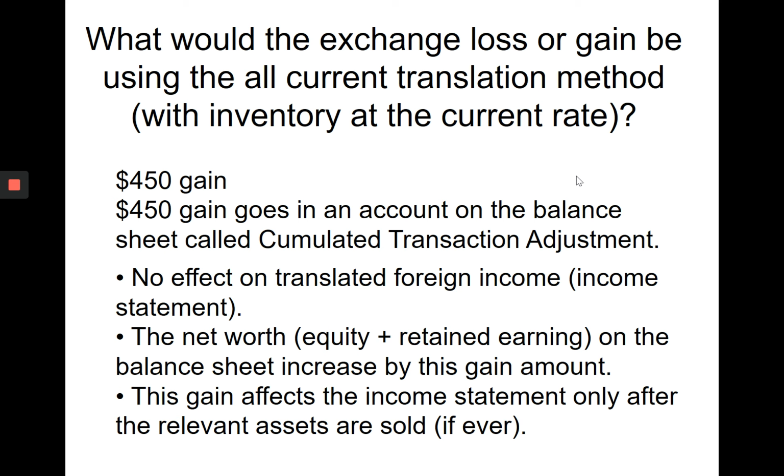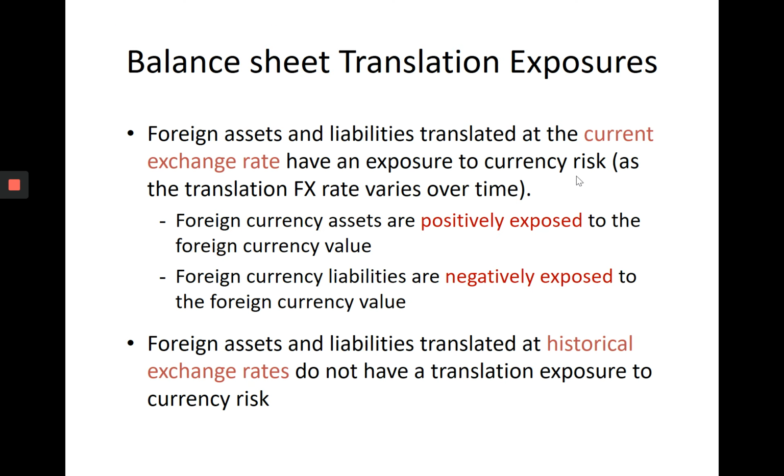There is no effect on translated foreign income. The income statement is not adjusted by a gain of $450. The net worth, equity plus retained earnings on the balance sheet, increases by this gain and by this amount of $450. And this gain affects the income statement only after the relevant assets are sold or we sell our foreign subsidiary.